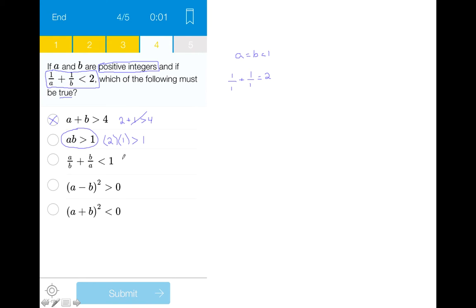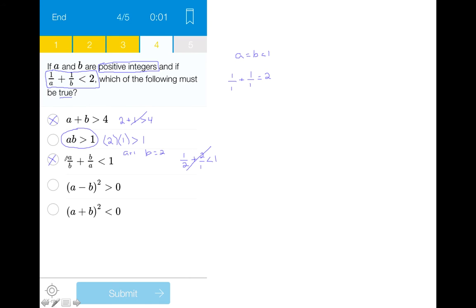So move on to answer choice C. The example I'm going to use here is if A is equal to 1, as we've been using, and B is equal to 2. So we would have in this situation 1 over 2 plus 2 over 1 is less than 1, which it's not. This is incorrect. So we know that answer choice C is also incorrect.